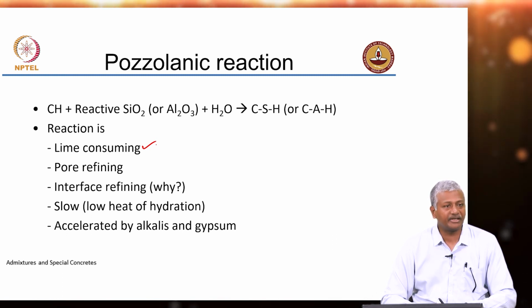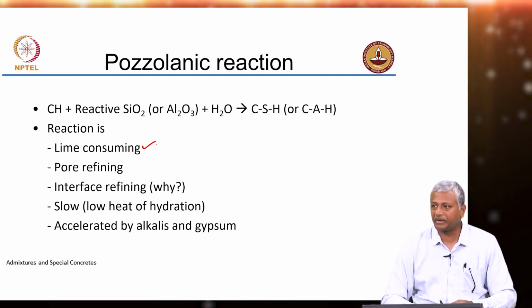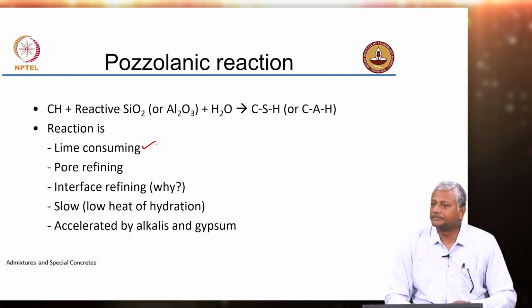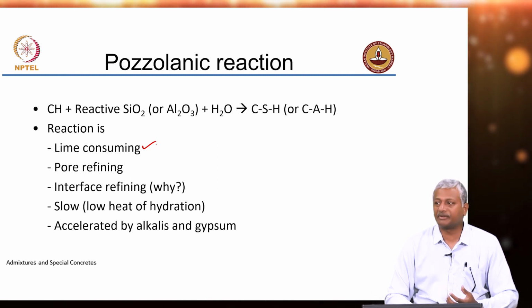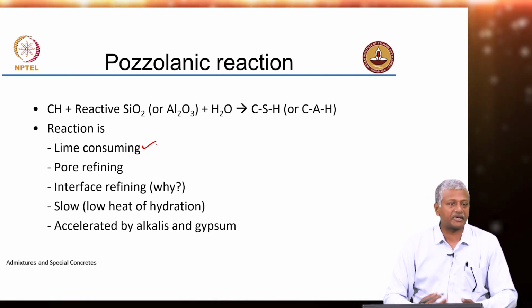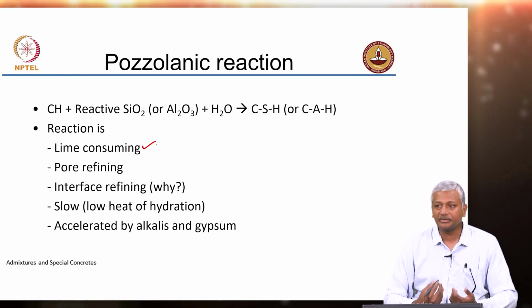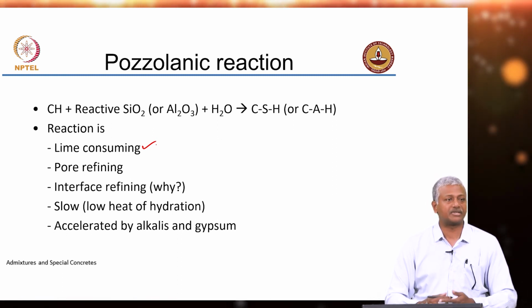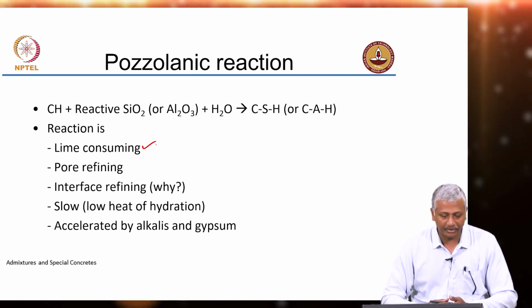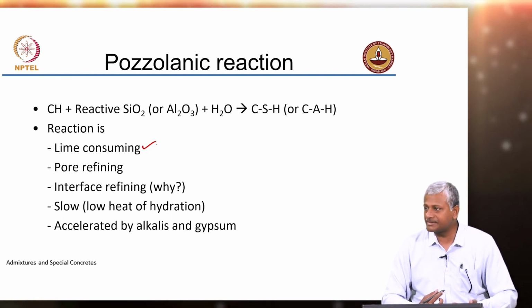Why is it pore refining? Why does it refine your porosity or make the porosity smaller? Because of formation of additional CSH, you have a better space filling characteristic as compared to the crystalline calcium hydroxide. The amorphous gel like CSH is able to fill up the space better. Okay. It also refines the interface.